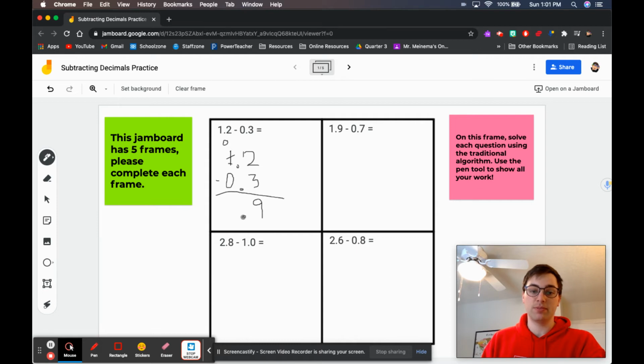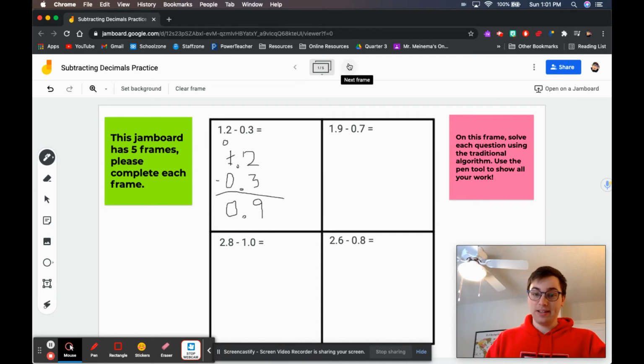So this decimal still needs to be there, right? We're not going to have 9 left over. We didn't even have close to 9 to start. So we still need to keep our decimal, and we have 9/10. So that'll be the same process on these ones.